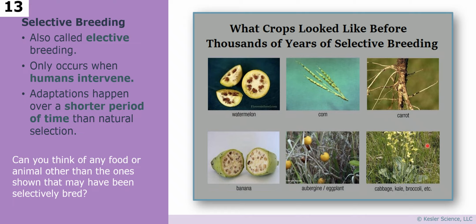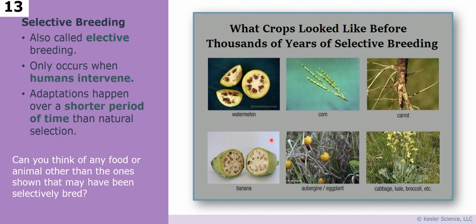This is what kale, cabbage, cauliflower, kohlrabi, and Brussels sprouts look like. They're all derived from this wild mustard plant. Eggplants look like this, little tiny things on these little bushes, and this is what a banana used to look like. They used to be full of seeds, much smaller, much stockier.